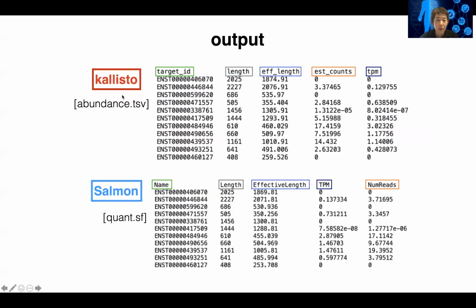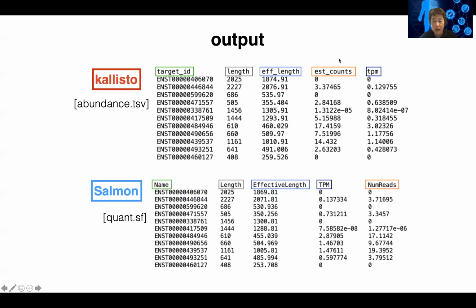This is an example of a Kallisto output versus a Salmon output, on the same input file. You can see here the first column is the transcript ID, and this is the original transcript length, and this is the effective length. You can see the two algorithms have slightly different calculations.